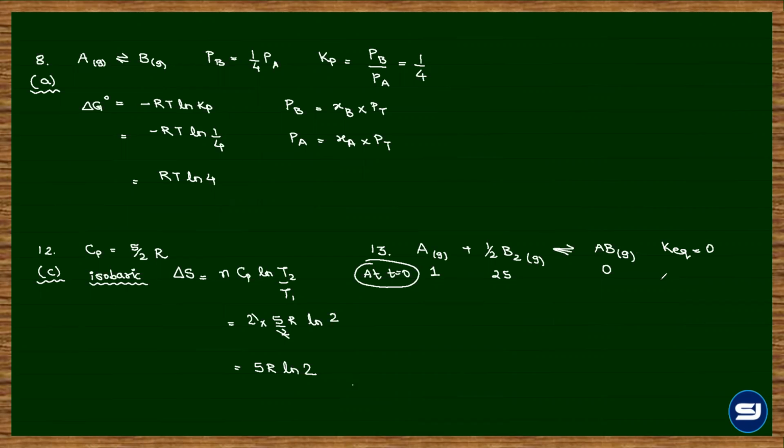So if I apply the formula in which I have ln of K, what do I get? Not defined. Undefined. Basically it will become ln of 0. So if it is undefined, then the answer should be that delta G cannot be determined because it is undefined.